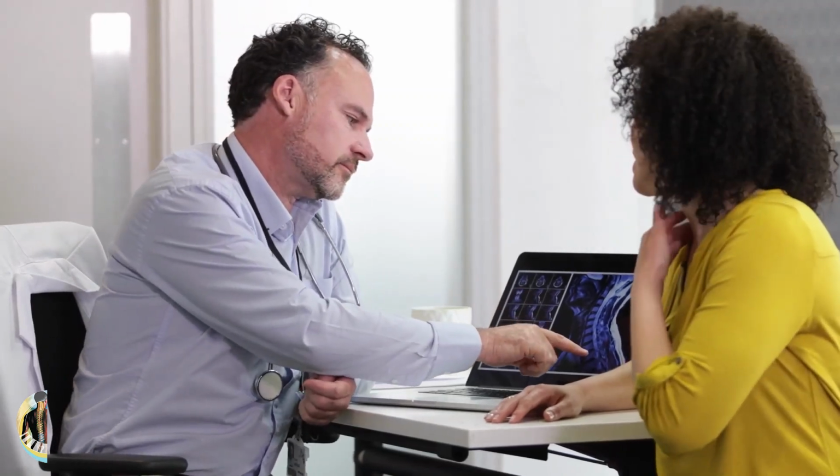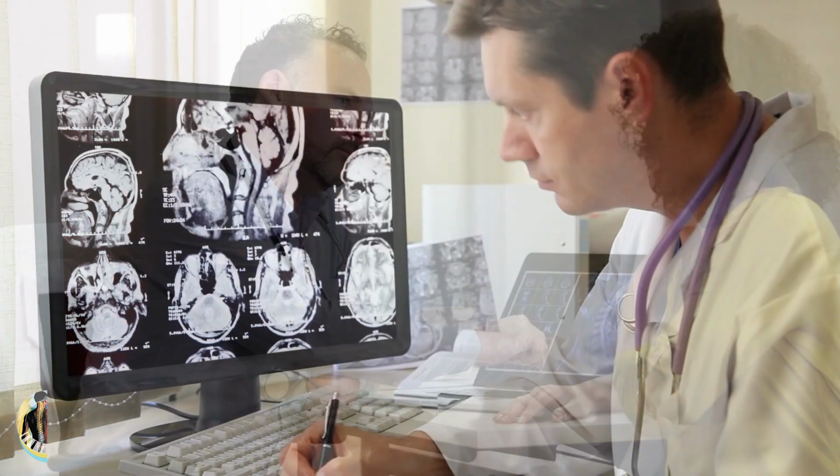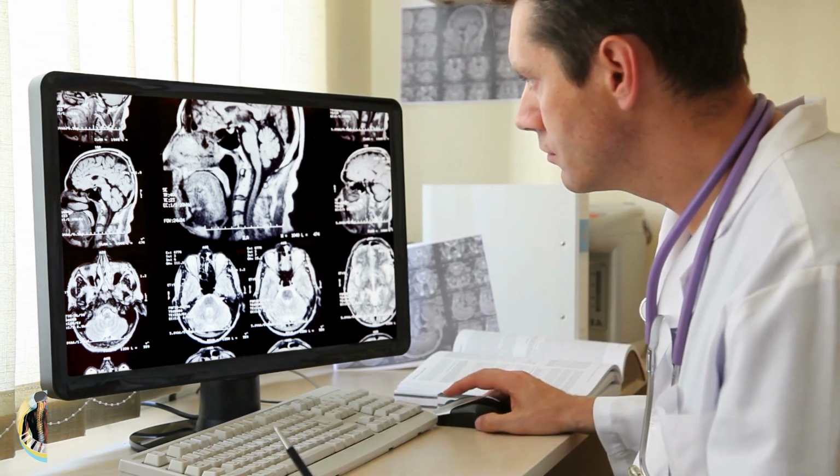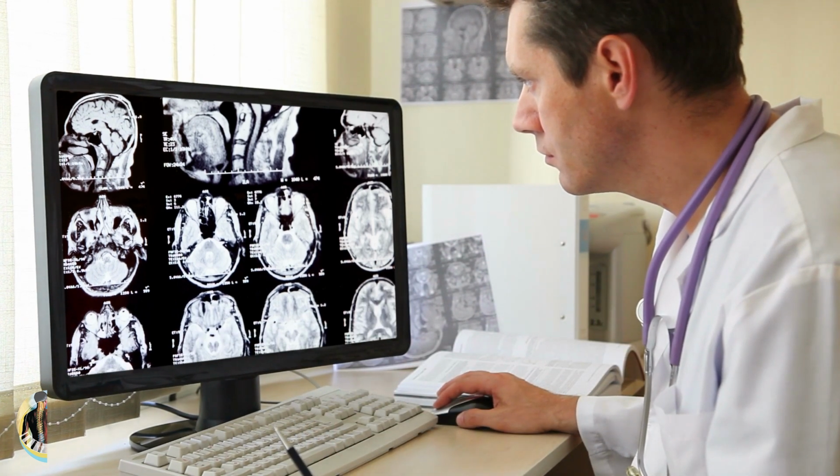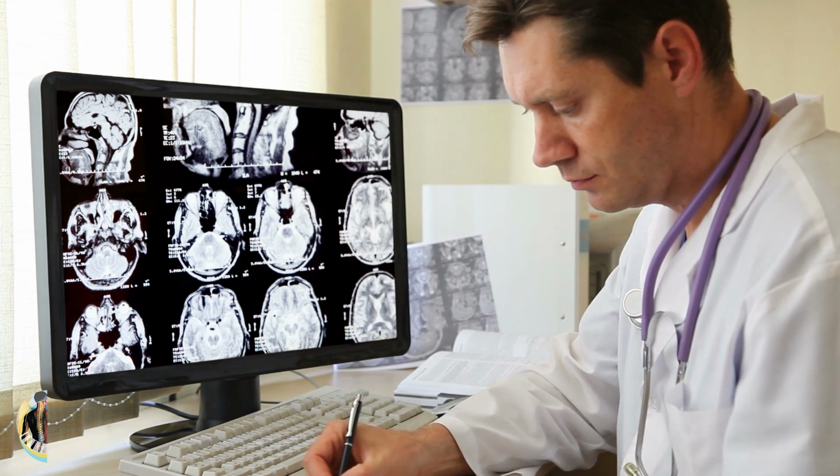The first step in the diagnostic process is a physical examination and medical history review by a doctor. The doctor will ask about your symptoms, medical history, and perform a physical examination to assess your overall health. If your doctor suspects a cerebrospinal fluid-venous fistula, they may order imaging tests to confirm the diagnosis.